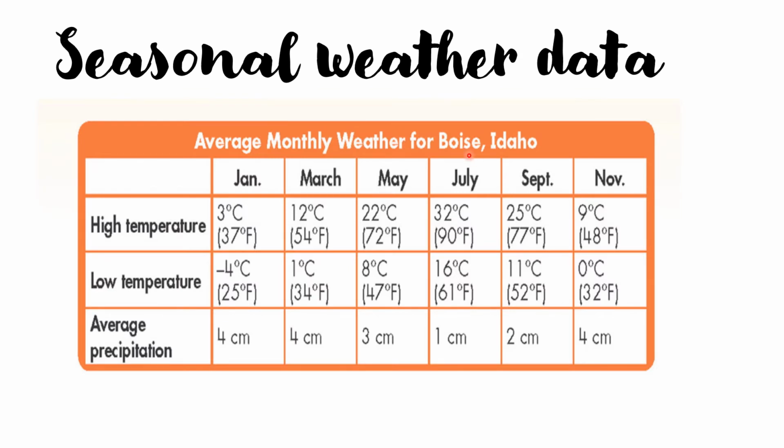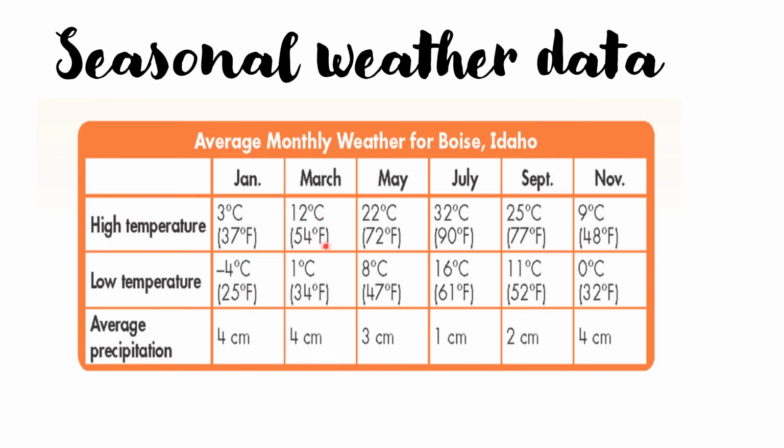Next is the seasonal weather data. We can use the recorded data to tell about the climate pattern for a place. If we talk about this city's weather data, in the month of January, the maximum temperature is 3 Celsius, and the lowest temperature is -4. In March, if we see, it is 12.